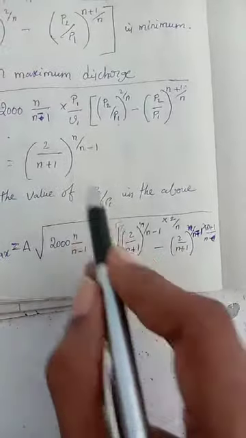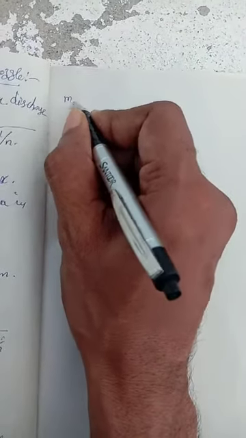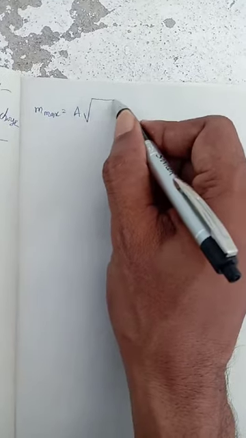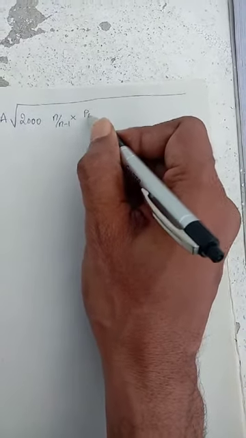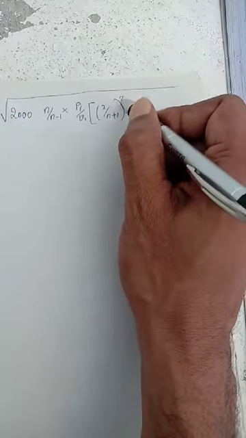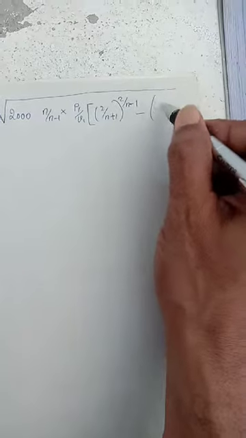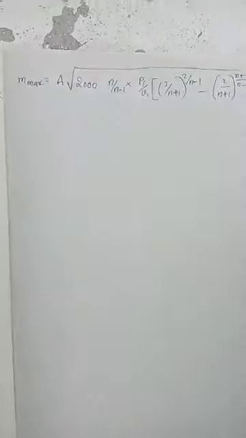Similarly here also you can write 2 by n plus 1, n by n minus 1, into 2 by n. Okay, we solve the above terms, then we can write down here m maximum is equal to root of 2000 n by n minus 1 into P1 V1, 2 by n plus 1, 2 by n minus 1, then 2 by n plus 1, n minus 1. Okay, we solve this, we can find finally this equation.